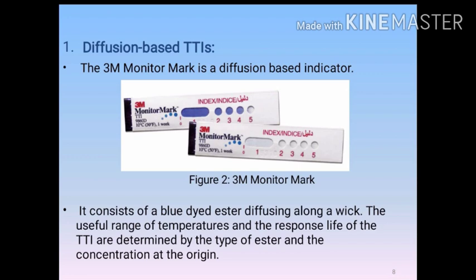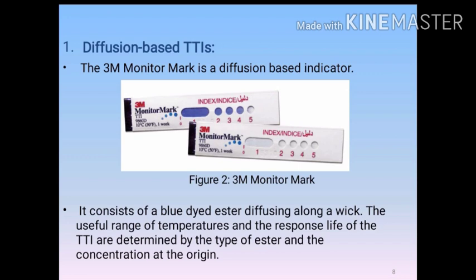First one is the diffusion-based time temperature indicator system. In this system, I'll take the example of this 3M Monitor Mark, which is an example of diffusion-based time temperature indicator systems, as there are lots of other examples such as the TT sensor, which is included in this system. So this 3M Monitor Mark is a diffusion-based indicator and acts on the color change of an oxidable chemical system controlled by temperature-dependent permeations through a film.